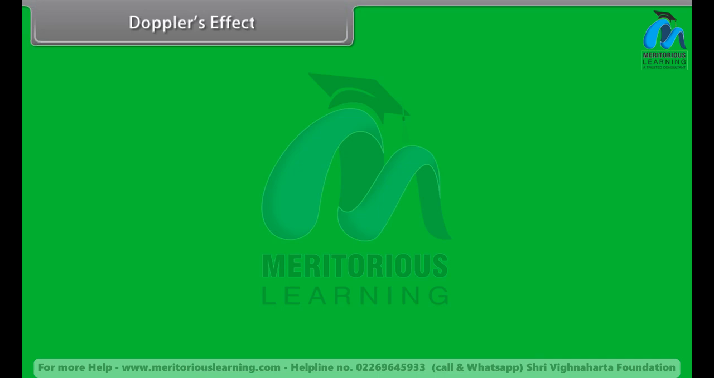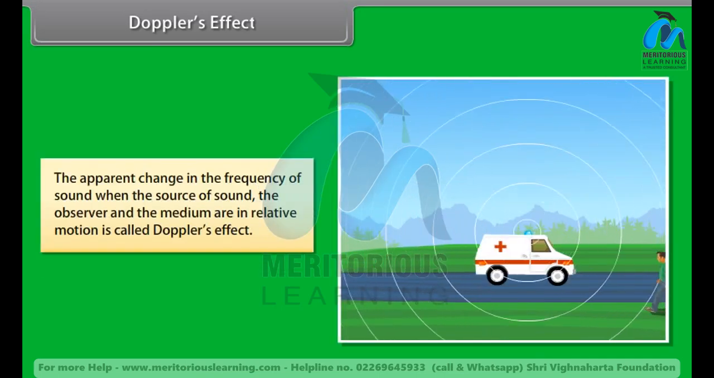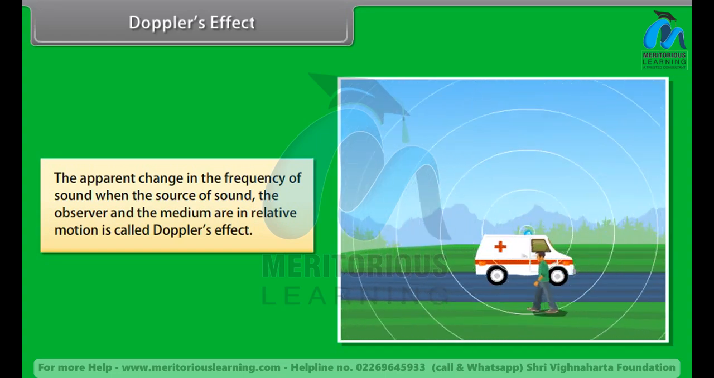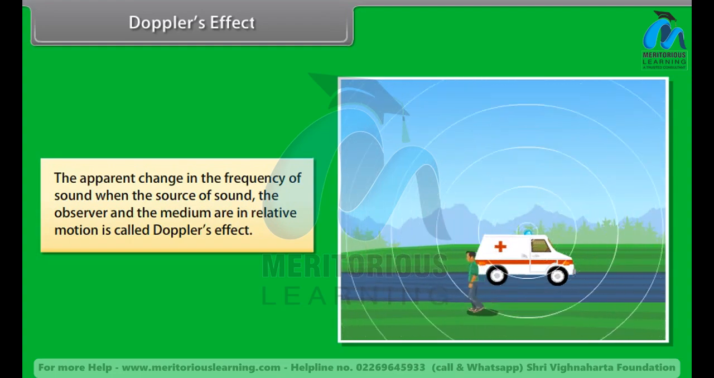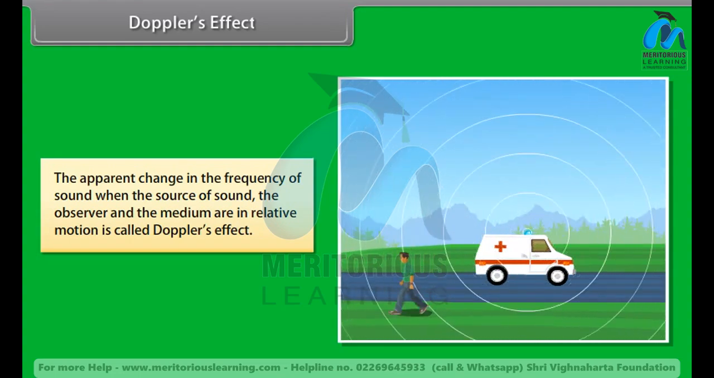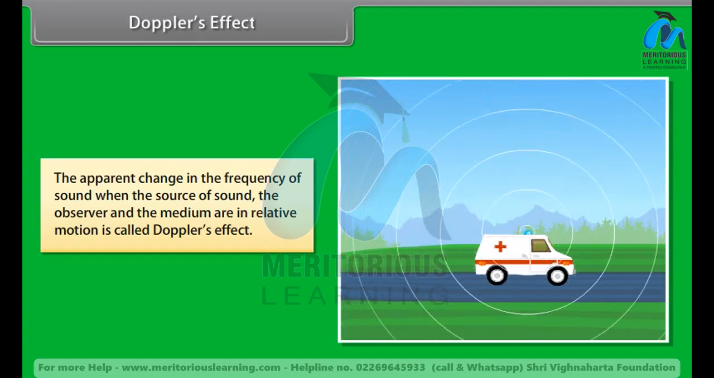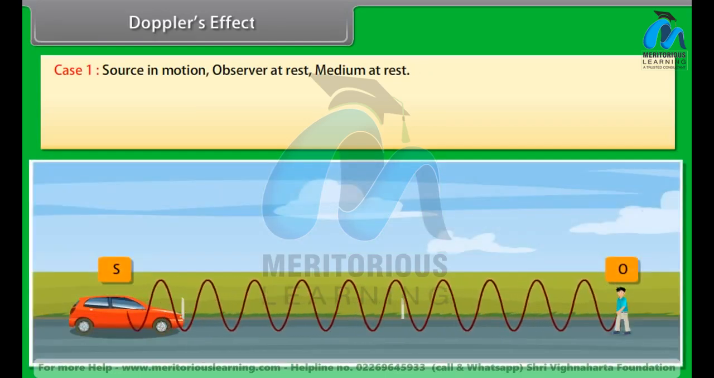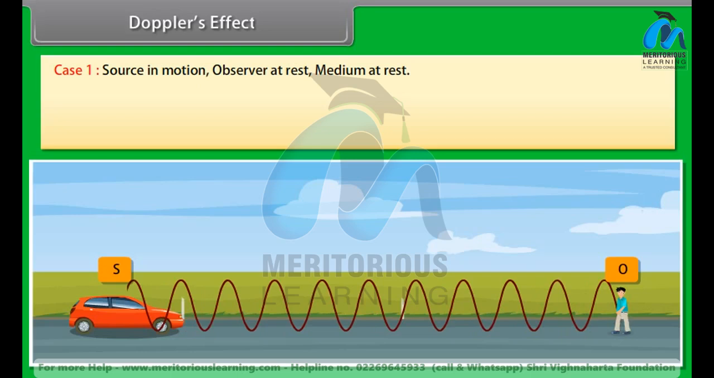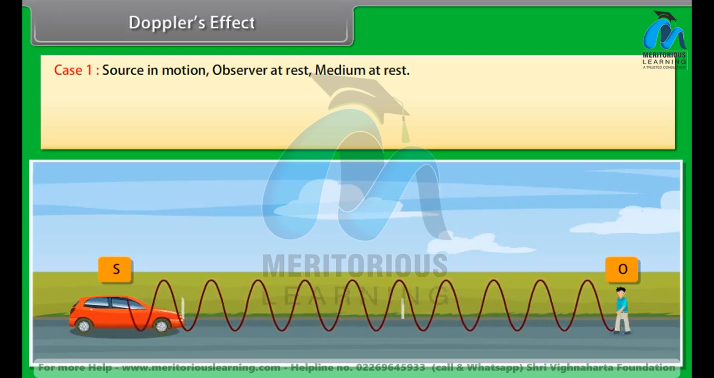Doppler's effect. The apparent change in the frequency of sound when the source of sound, the observer, and the medium are in relative motion is called Doppler's effect. Let us now discuss the apparent frequency of sound in different cases. Case 1. Source in motion, observer at rest, medium at rest.